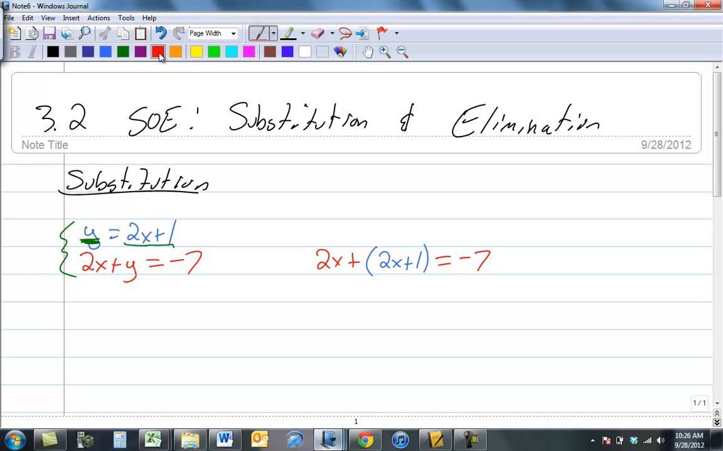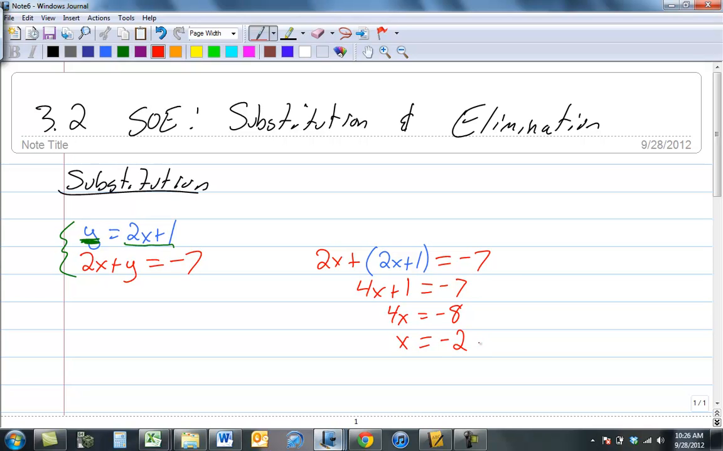So now it's a solving problem with one variable. That's the whole point of solving this. So 2x plus 2x is 4x plus 1 equals negative 7. Subtract 1 from both sides, you get 4x is negative 8. X is negative 2.